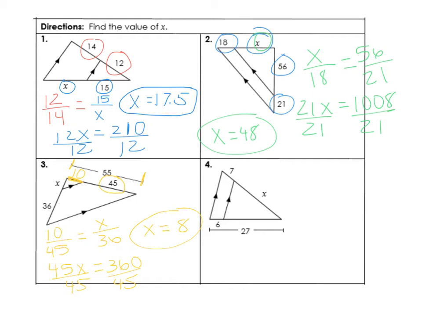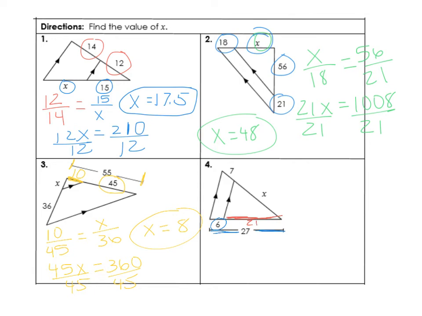So now again, pause the video and try number 4 on your own. If this whole thing is 27, and that's a 6, what does this piece right here have to be? 21. 21 and 6 is 27.